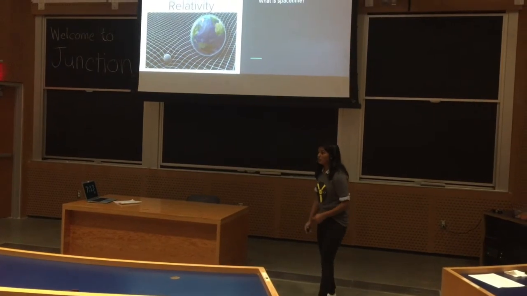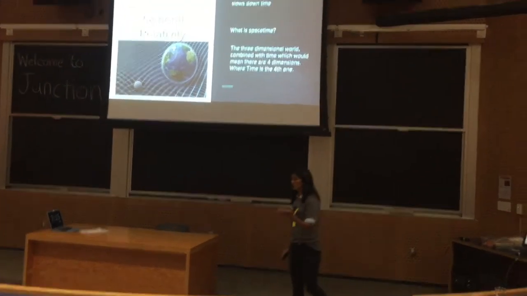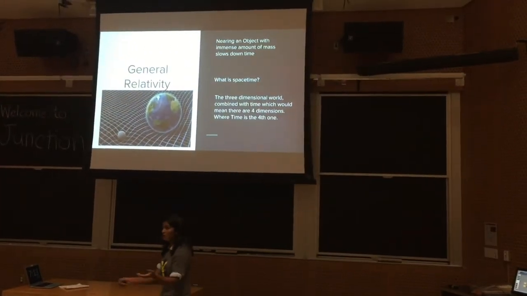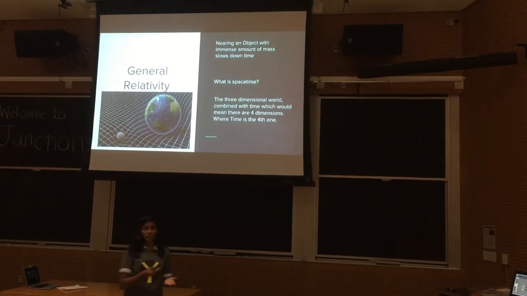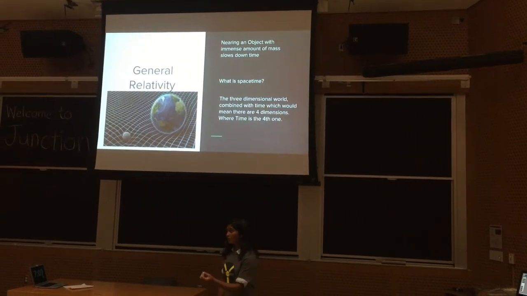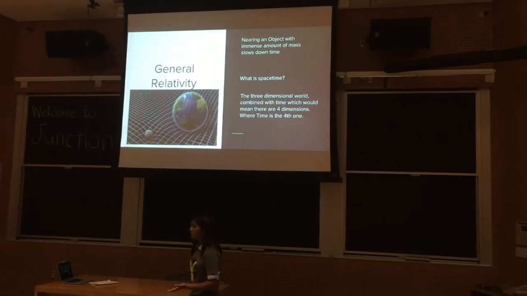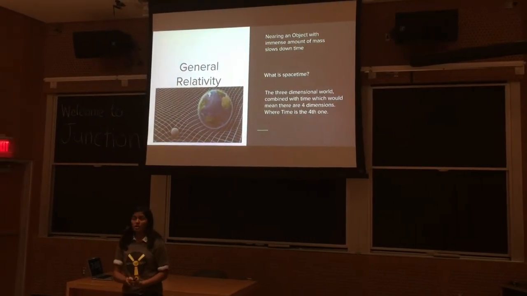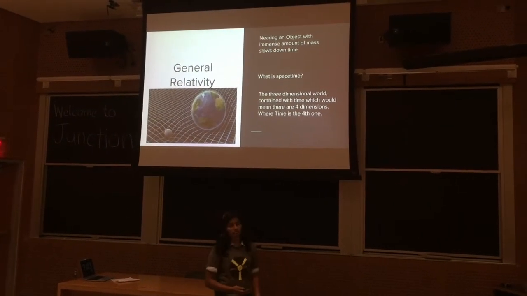So what is space-time? Space-time is combining the 3D space, the 3D that we are seeing each other in, and also time. So that means time is a dimension, which means we live in a 4D world, but we only perceive the 3D world. So how can time be 4D?